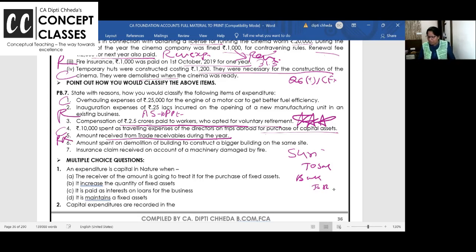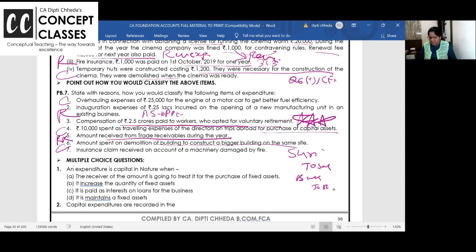Amount spent on demolition of a building to construct a bigger building. Capital expenditure. Many times on a plot there is an old building. We buy it, we demolish it, and we make a huge tower over there of 10 floors. So whatever the demolition expenditure, it is all added to the cost of the new building. So capitalize in the books.